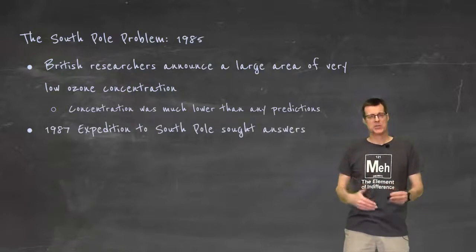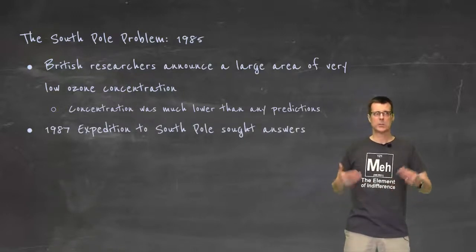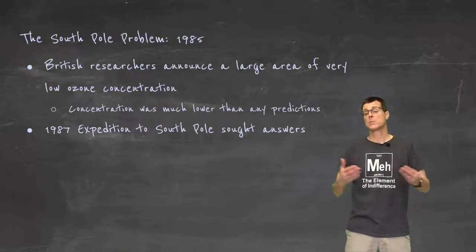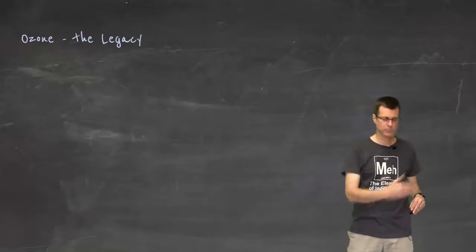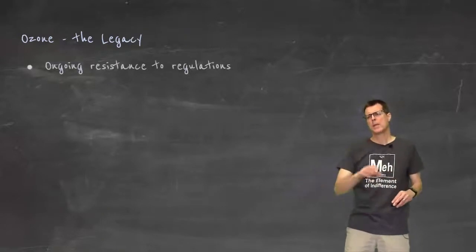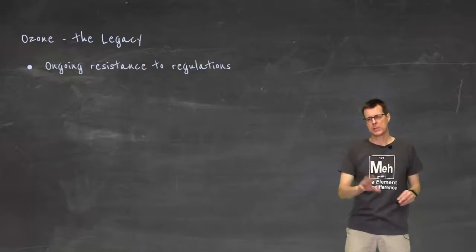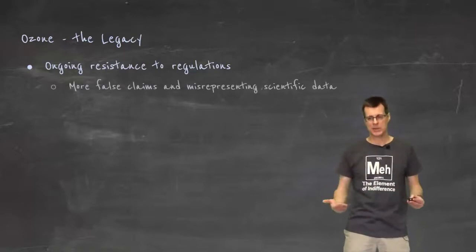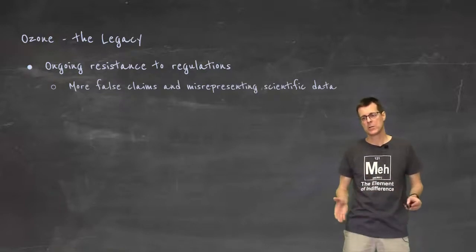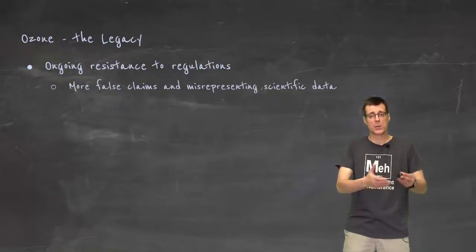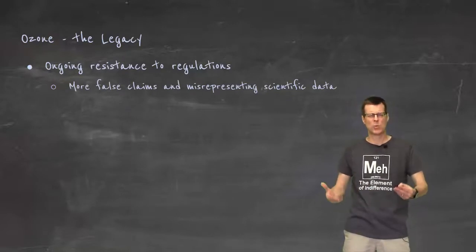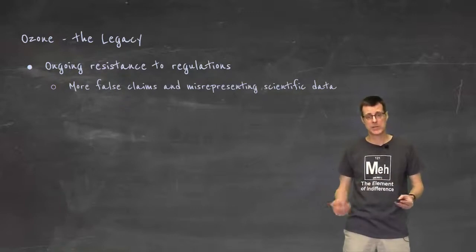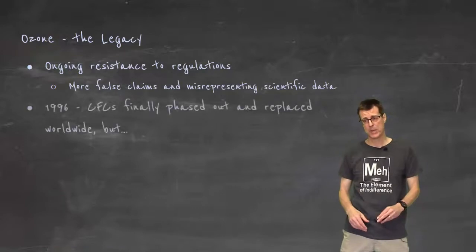1987, they put together an expedition to go to the South Pole and try and figure out what was going on with atmospheric conditions, with CFCs, with the ozone. Right? What was the problem now? Okay, we're going to jump ahead. There's an ongoing resistance to regulations, which eventually they managed to regulate the things anyhow. There were ongoing false claims about the problem, misrepresenting the scientific data. People just didn't want to listen to what was going on. They didn't want to hear the scientists. They wanted to believe their own thing.